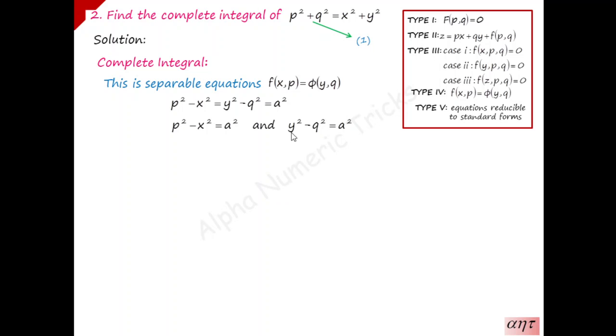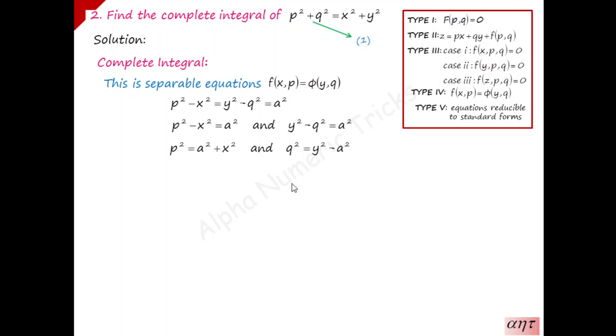Now we have to get the values for p and q. First you have to find out p square. Keep p square to one side and the remaining terms to the other side. So when you take minus x square to the right hand side, it becomes plus x square. So we have p square is equal to a square plus x square. In the same way, for q square, you take it to the other side, it becomes plus q square, and you take a square to the other side, it becomes minus a square. So you have y square minus a square, which is equal to q square.